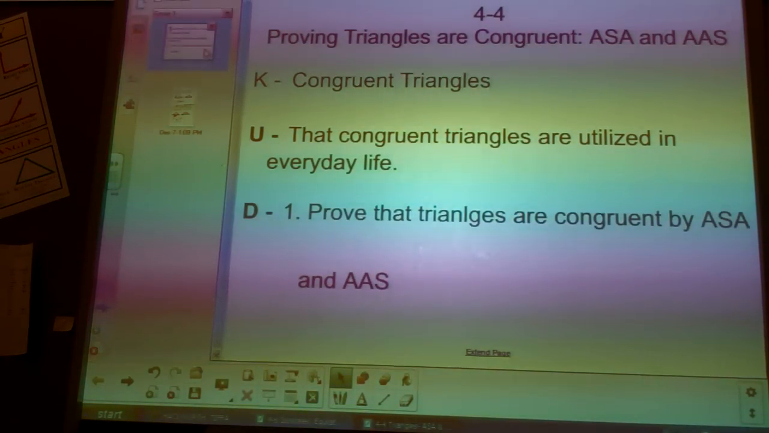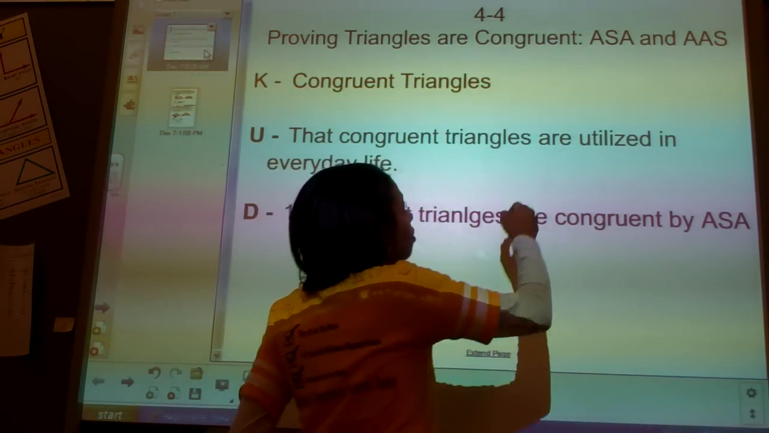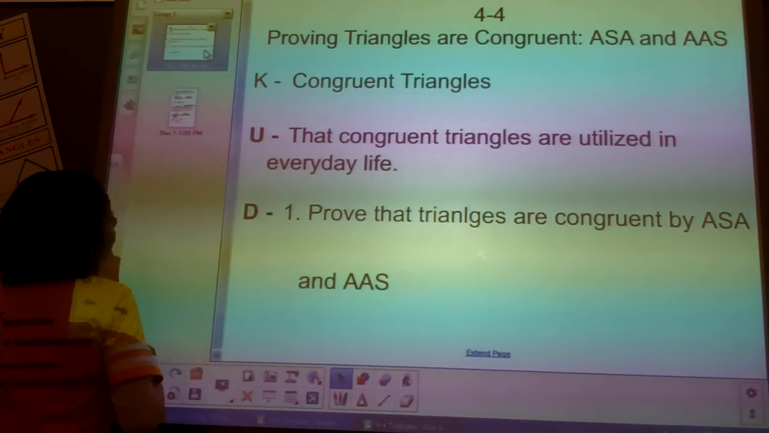This is chapter 4-4, proving triangles are congruent by angle, side, angle, or ASA, and angle, angle, side. Please copy your codes.